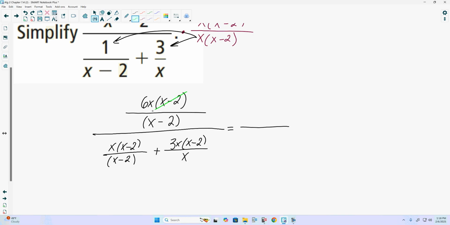On top, the x minus 2 and x minus 2 will cancel. On bottom, again, the x minus 2 and x minus 2 will cancel. And here the x and x cancel, leaving us with 6x over x plus 3 times x minus 2.